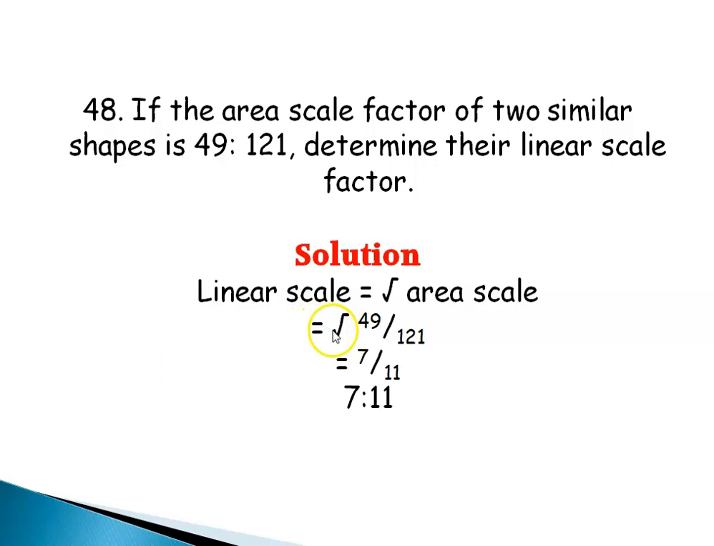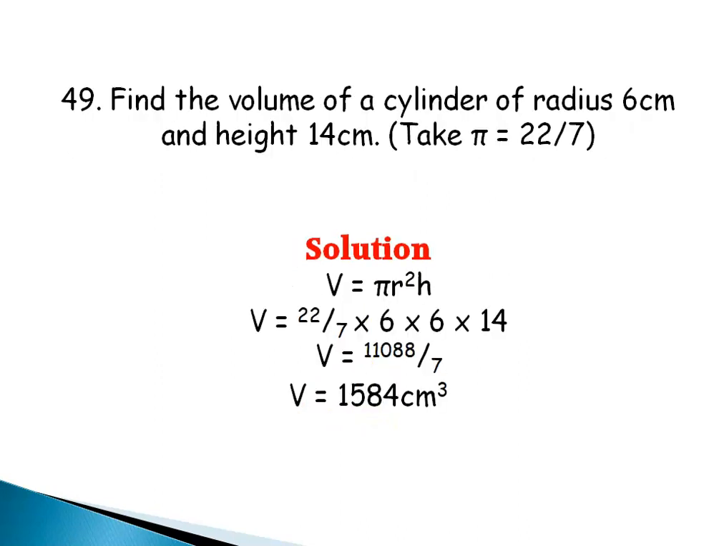So the linear scale will be the square root of 49 over 121. Square root of 49 is 7. Square root of 121 is 11. Then I put it in ratio form, 7:11. This is the linear scale factor. Is that taken? Very good.